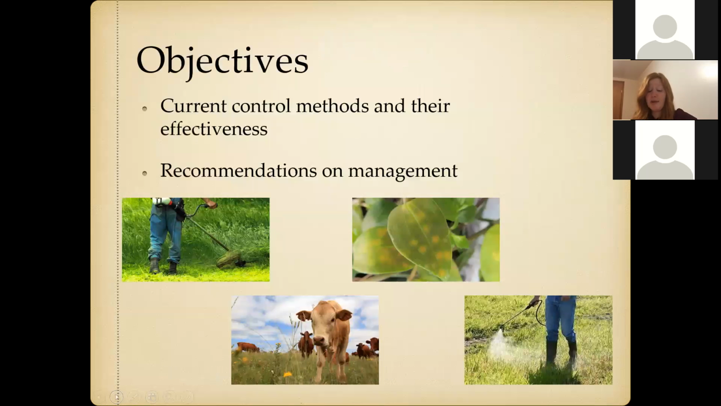Next, I'm going to outline the objectives I had for my meta-analysis. It really came down to two. One was the current control methods for Ventenata dubia and how effective they were. The second was the recommendations I had on managing this new invader in BC.